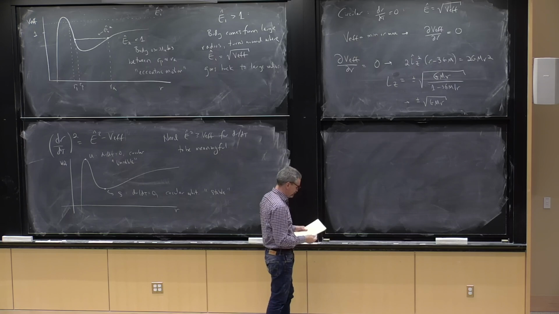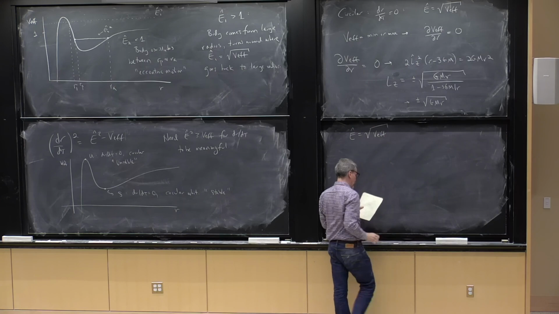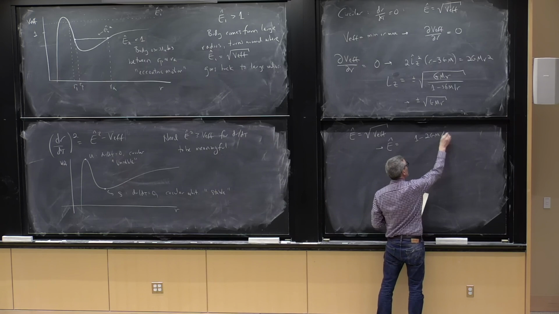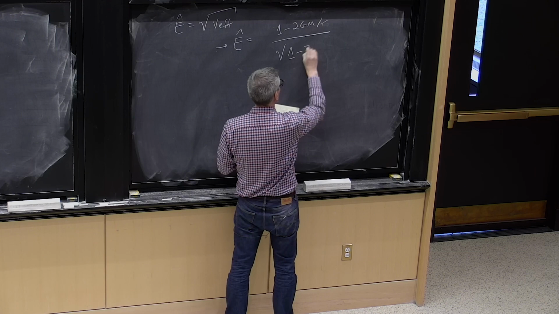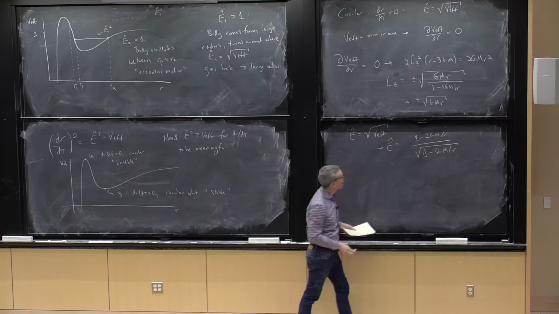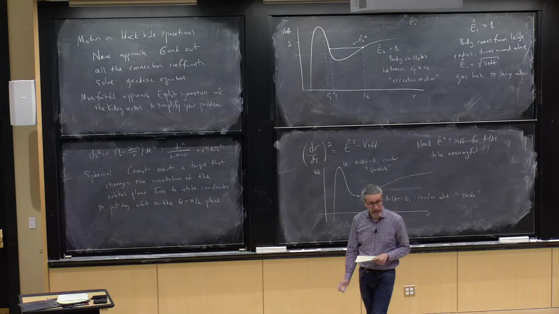Okay. So now, let's take that value of L, plug it back into the potential, and set E equal to the square root of that. A little bit of algebra ensues, and what you find is that this equals (1 - 2GM/R) over, again, that factor under a square root of 1 - 3GM/R. Again, we sort of see something a little bit pathological happening as R goes to 3GM.